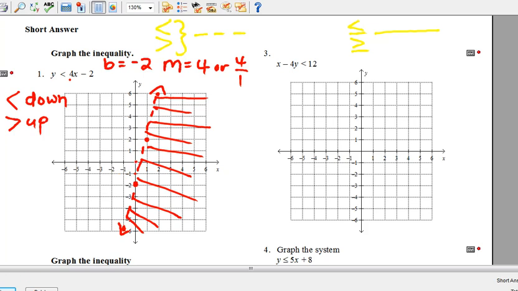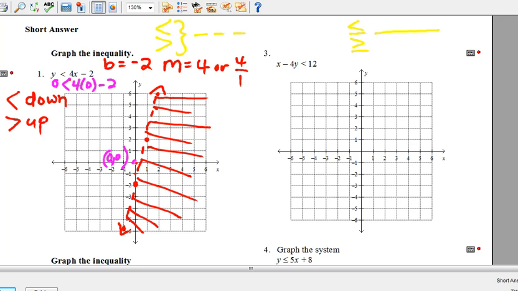Another way you can do this is you can also use a test point. I always like to use a test point 0, 0 right here to see if it works in my inequality. Well, what you do is you plug those values of your x and your y. At the origin, my values are 0, 0, and I decide if it would work. Well, I would have 0 is less than 4 times 0 minus 2. Well, that's 0 is less than -2. Well, that's not true. 0 is actually greater than -2.